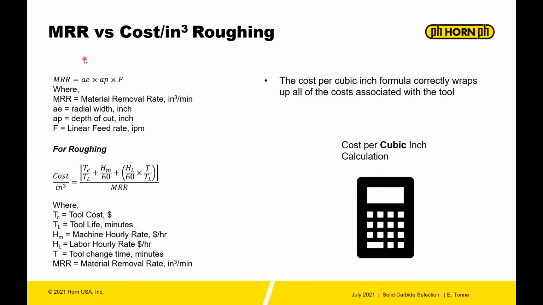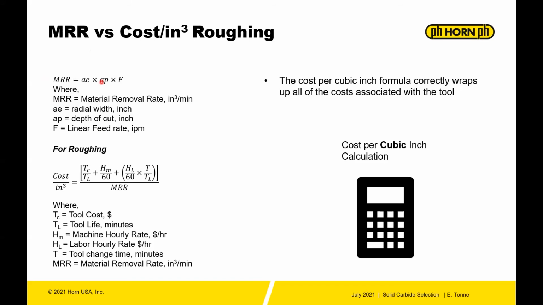I show this just as a side. This is a formula I learned a long time ago. I think it was a Boeing company or whatever uses this formula to analyze a tool and its value to the process. So the first thing to talk about is the cost per cubic inch.